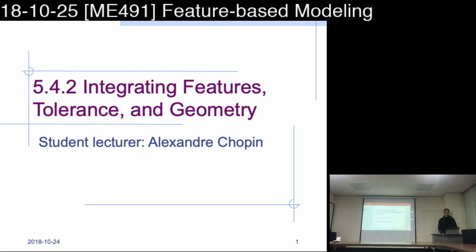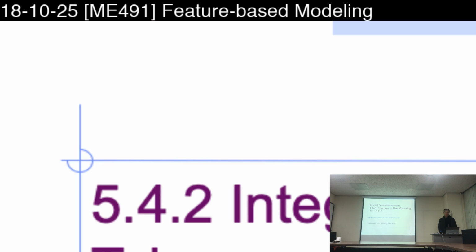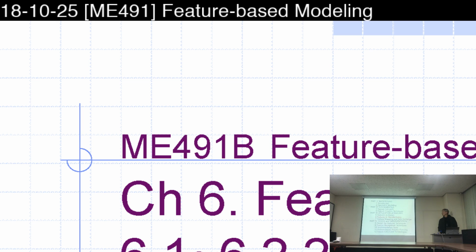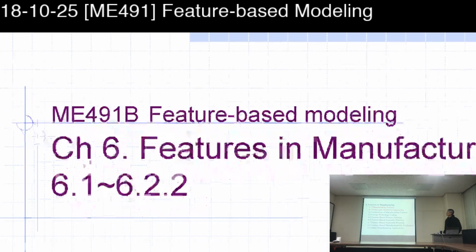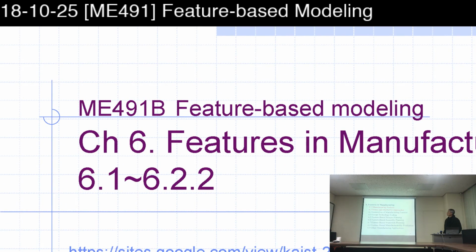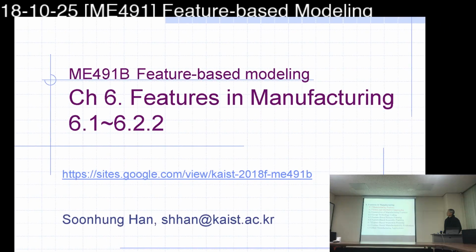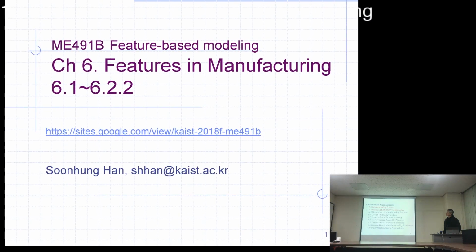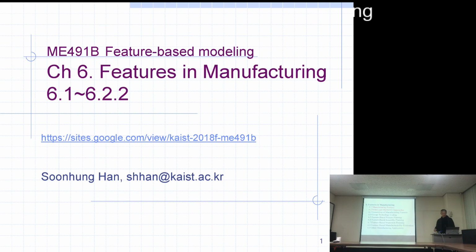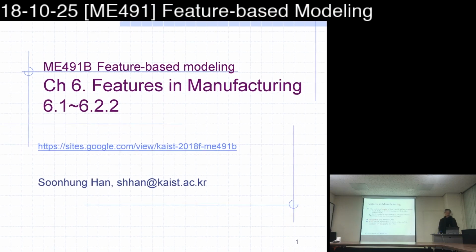Right, so this is the first part of chapter 6, manufacturing. Features in manufacturing. So we are already in the middle of the book, and I will cover only sections 1 and 2. Then manufacturing features, and some issues, and alternative approaches.